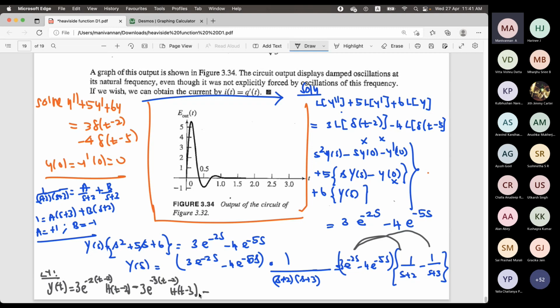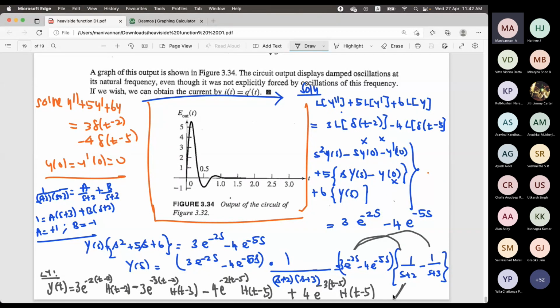The last term, so it is minus 4 times of this 1 divided by s plus 2. Here it is minus 5, means h of t minus 5. First I will write this one. Then this is e raised to the power minus 2t. Then the 2 will be replaced by t minus 5. Like that, it is minus into minus, positive, plus 4 times of this, which is minus 5s. So h of t minus 5 e raised to the power minus 3t, so that t will be replaced by t minus 5. So in this way we can write these things.